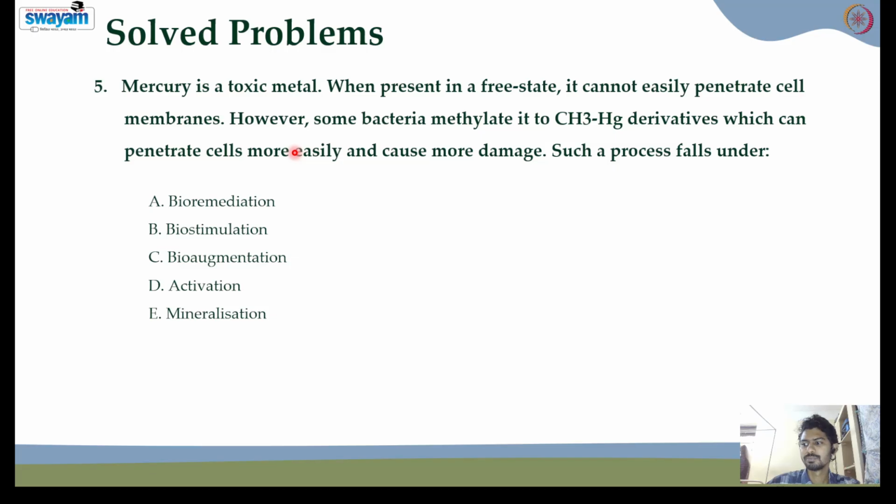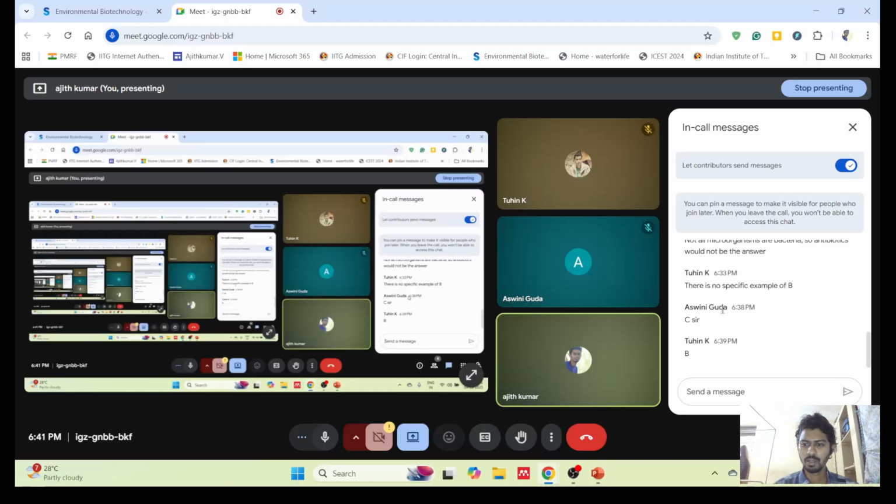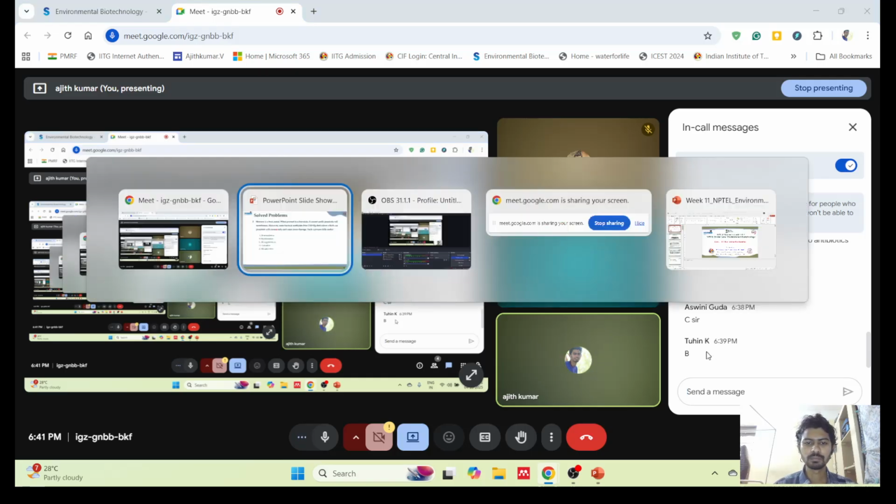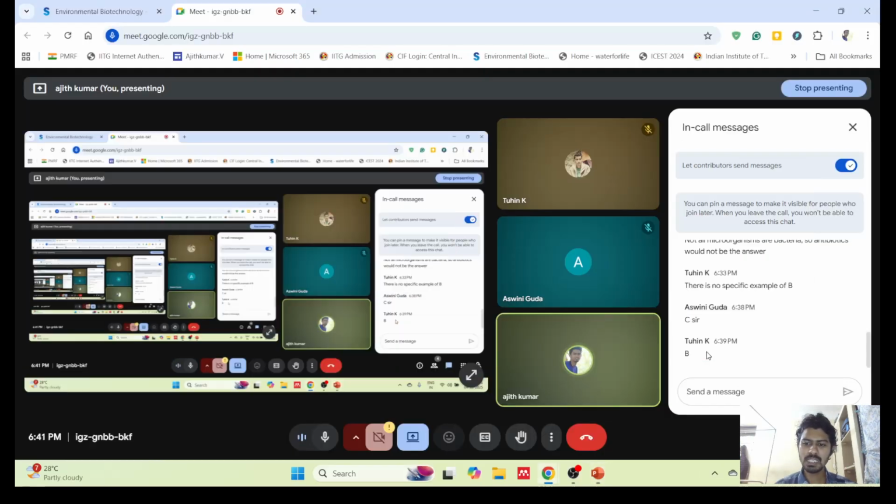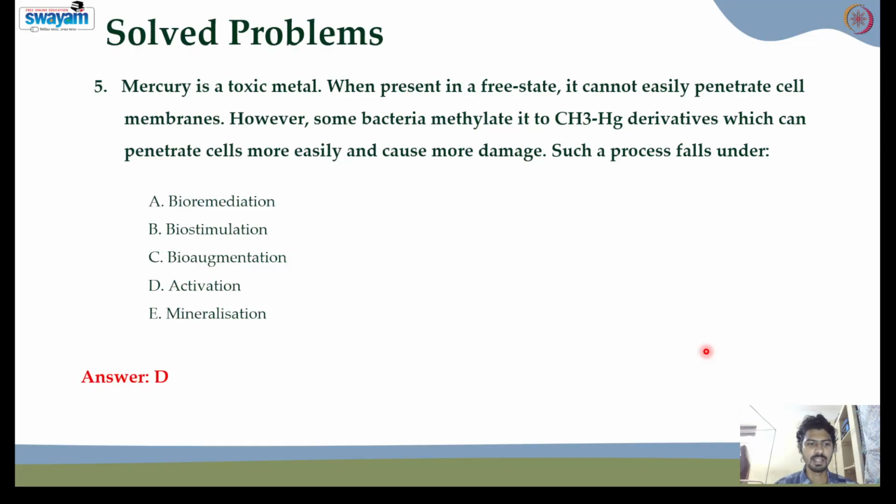And your answers are: Option C, option B. Okay, so let's see the answer. Option B and C. The correct answer is option D, activation.